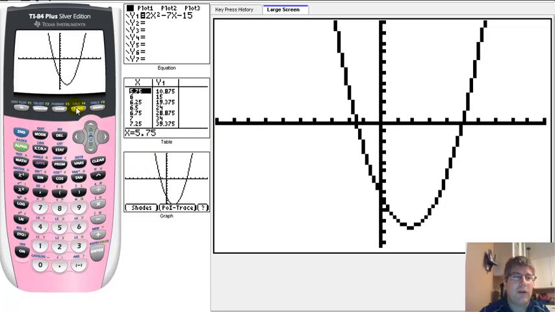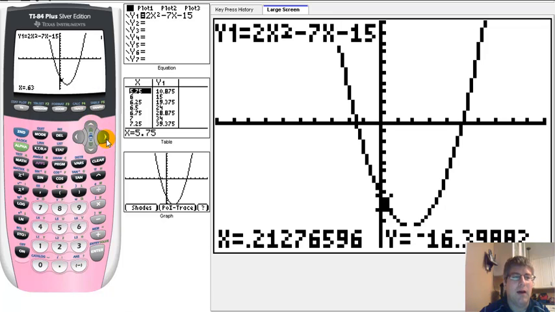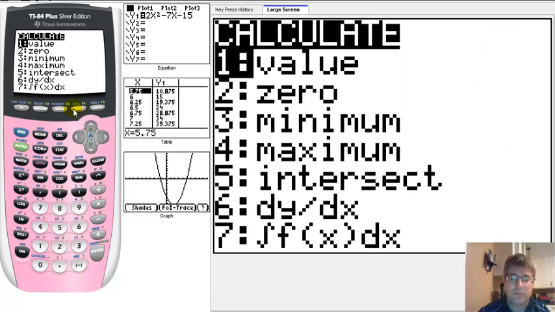Now we could use the trace button and just trace along the parabola to find out different points. But I want to find exactly where this x-intercept is, and I want to find exactly where this x-intercept is, and I don't want to trust the trace button. So I will use the blue calc key. So I'll hit second calc.